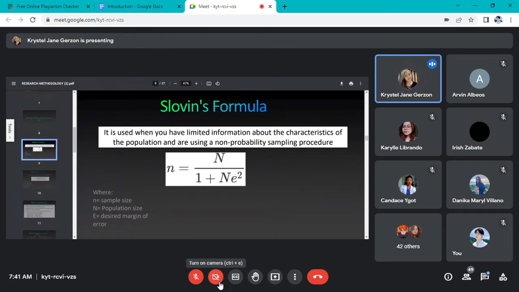Okay, so basically, we use Slovin's formula when you have limited information about the characteristics of the population and are using a non-probability sampling procedure. So later on, we are going to review the non-probability sampling procedures that can be used. So if you are using a non-probability sampling procedure, most likely you will also be using Slovin's formula. And again, this is the formula.